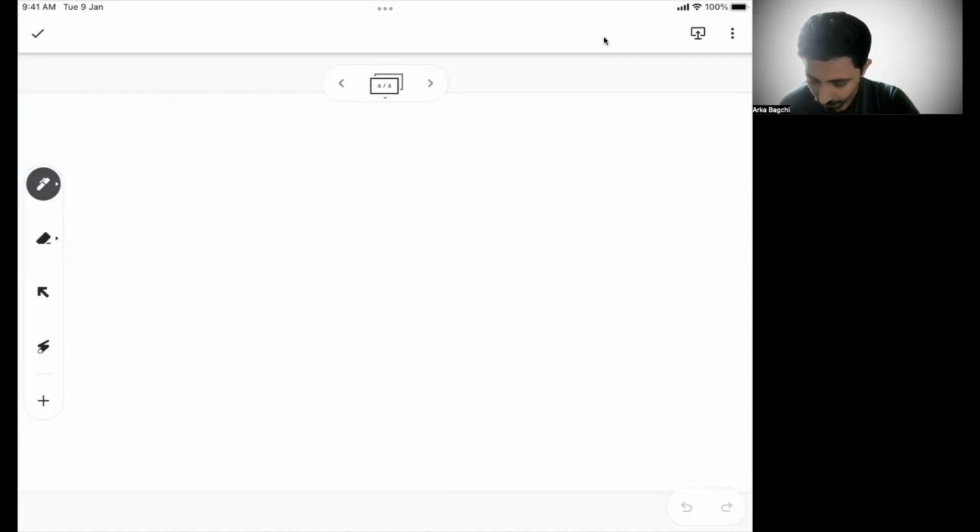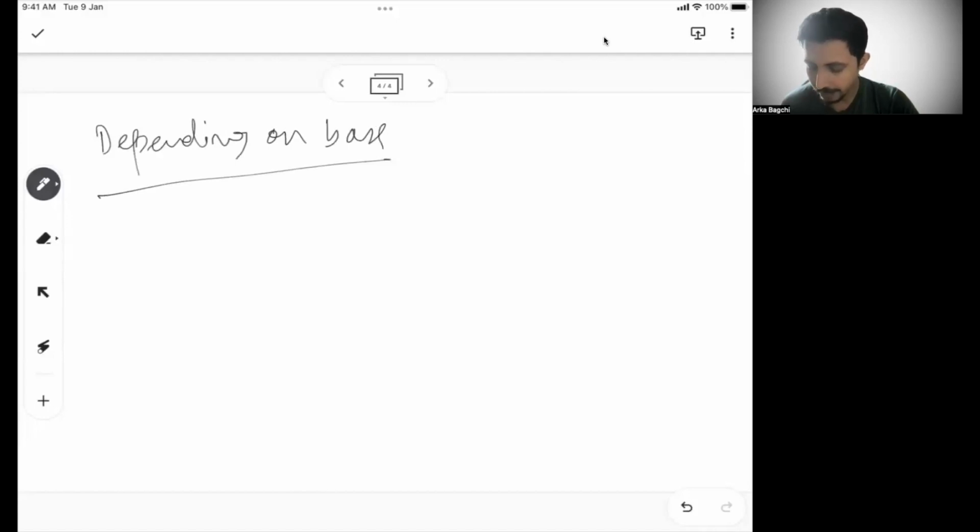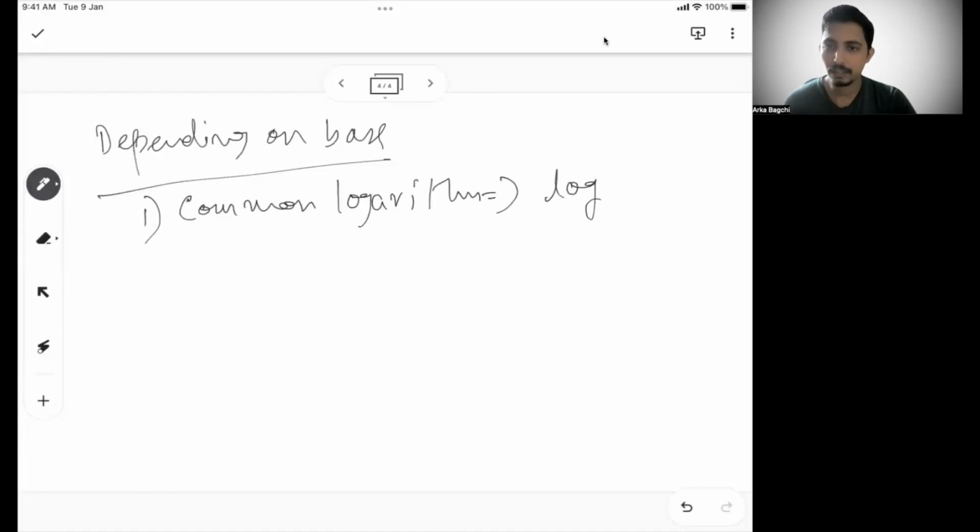Now, depending on the base, there are two types of logarithm. The number one is common logarithm, and common logarithm is normally denoted as log, the way we have seen earlier. So log with a base of 10. When the base is 10, that's when we call it common logarithm, right?